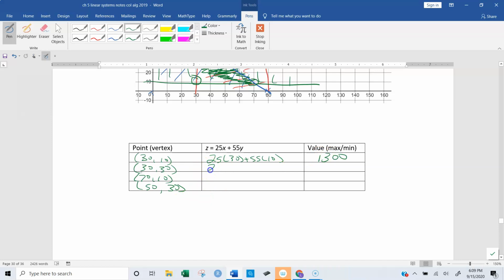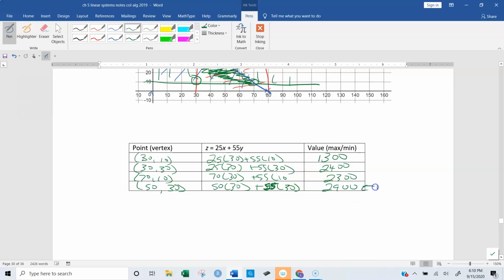And you do this for all of these. 25 times 30 again, plus 55 times 30, and you should have gotten 2,400. And then 70 times 30, plus 55 times 10, and you should get 2,300, very close right here. And then you should have taken the 50 times 30 plus the 55 times 30. I wrote that really badly. And you would have gotten 2,900.